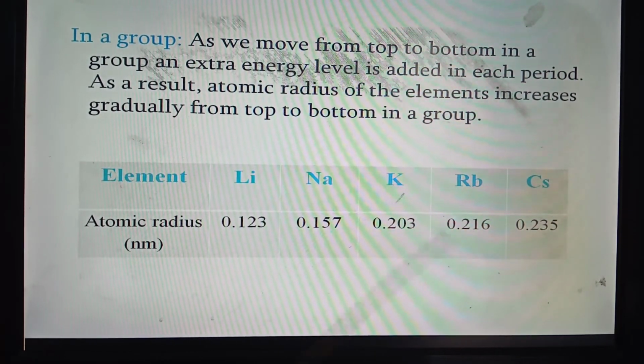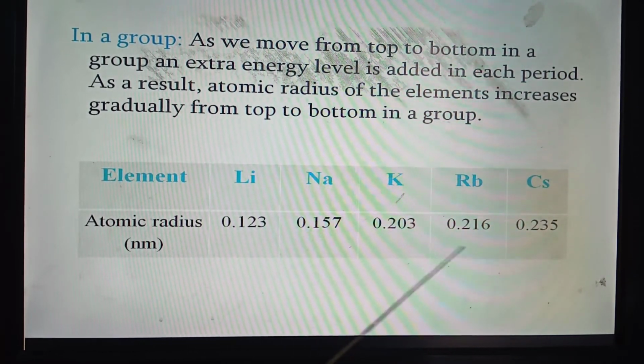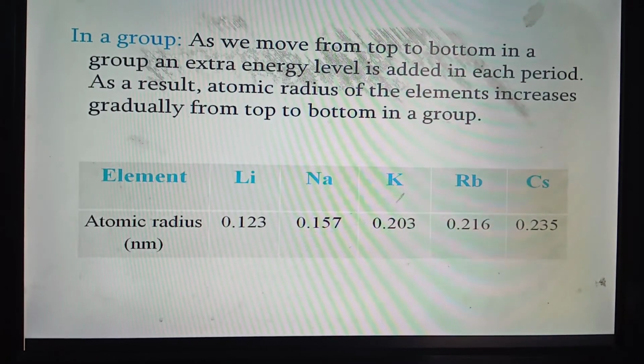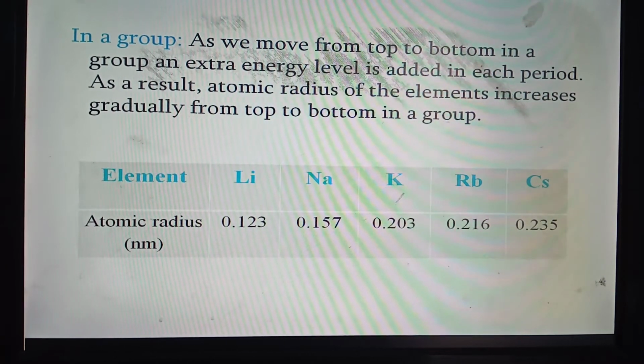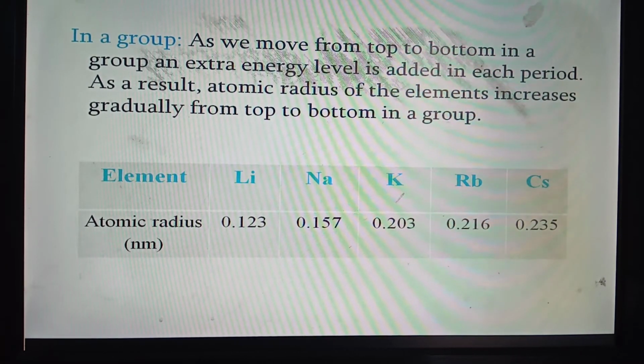I have given the values. You have to memorize the values. Since in every case 1 energy level is added, the atomic radius will increase, that is the atomic size of the element increases from top to bottom in a group. So what is the summary about the atomic size? The atomic size decreases from left to right in a period, but increases from top to bottom in a group.